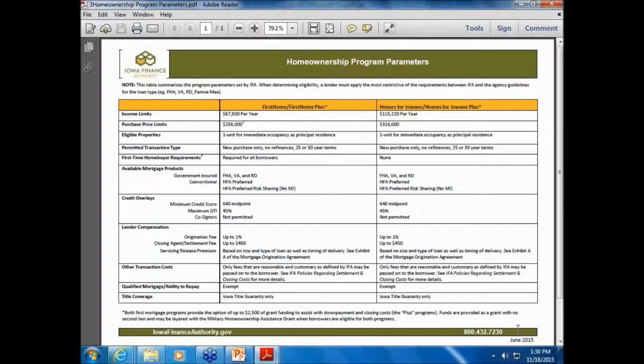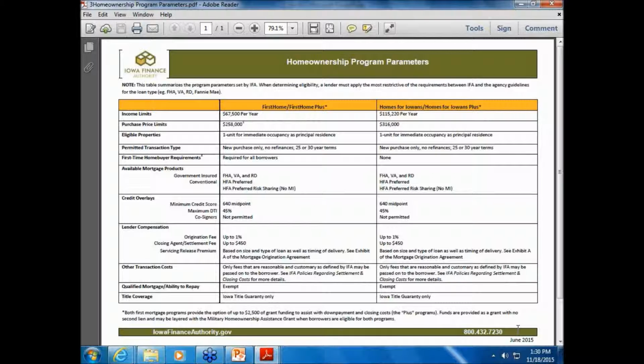Eligible properties. Now, we may be a little more restrictive than some other criteria. So, for example, Fannie Mae might allow more than one unit, but for our programs, we only allow one unit, and for immediate occupancy as a principal residence. So that's a criteria we would review in each case.